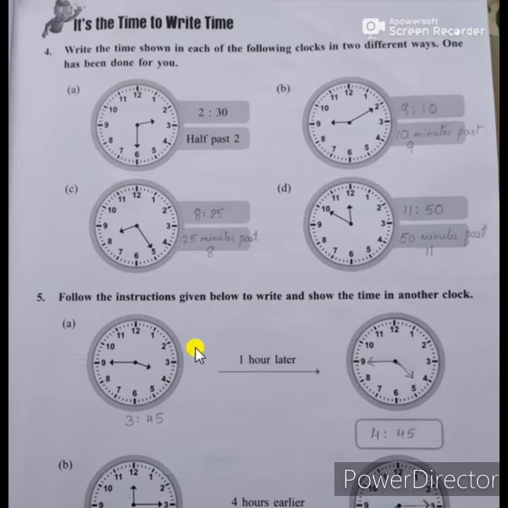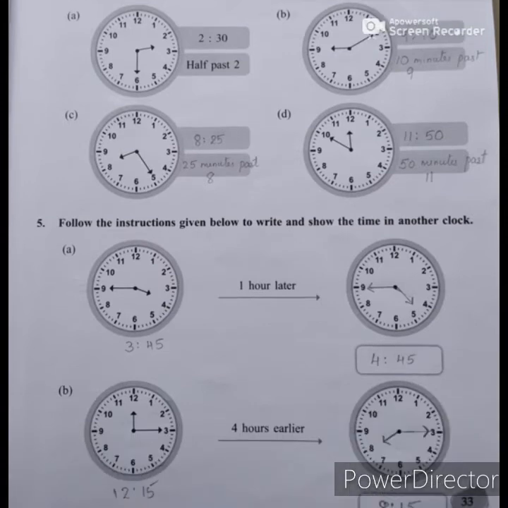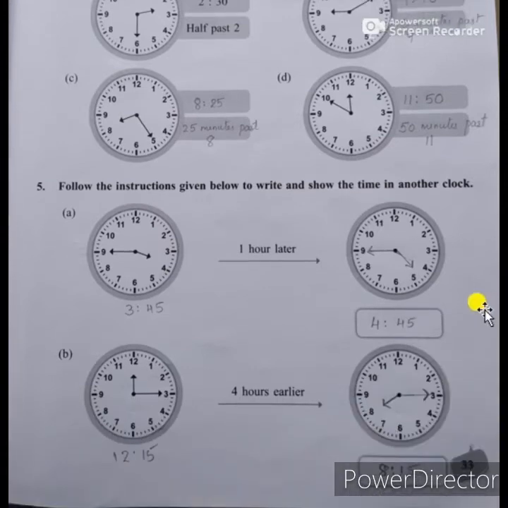Now we will move to the next heading of this page. The heading says, follow the instructions given below to write and show the time in another clock. Here the first clock is showing the time 3:45. Students, see that our minute hand is on 9, so the time is 3:45. One hour later than 3:45 means 3:45 plus 1 hour, which is 4:45. That also I have shown with the hands. The hour hand is away from 4 and the minute hand is on 9. So this is the time showing 4:45.